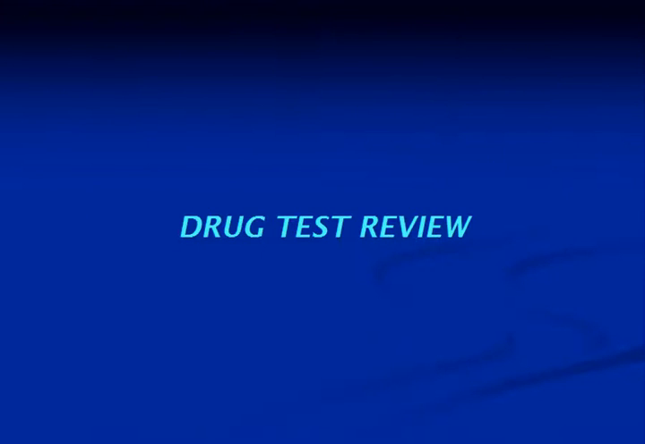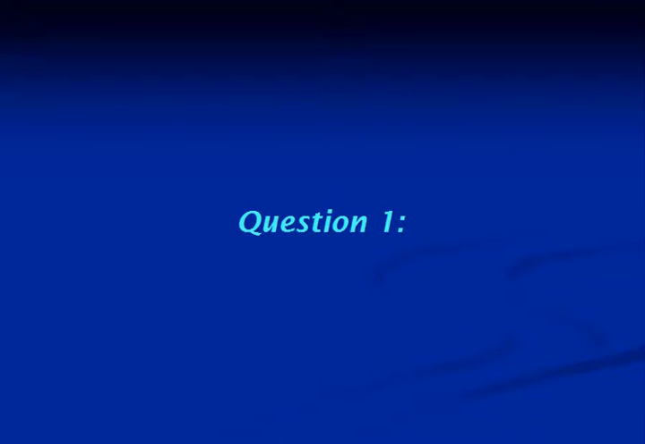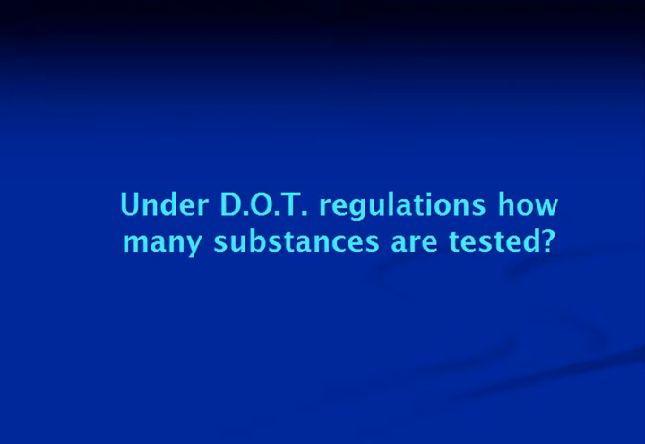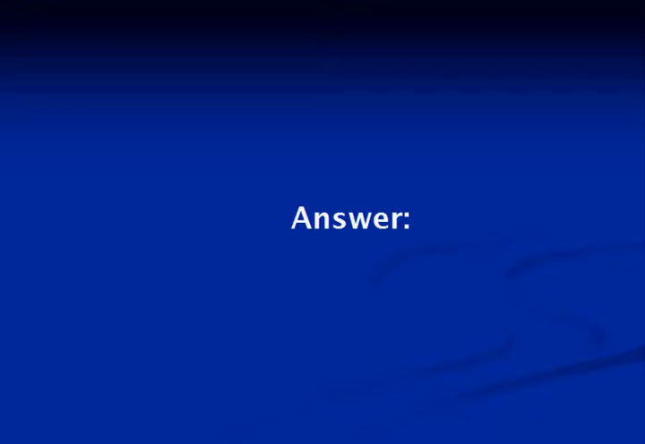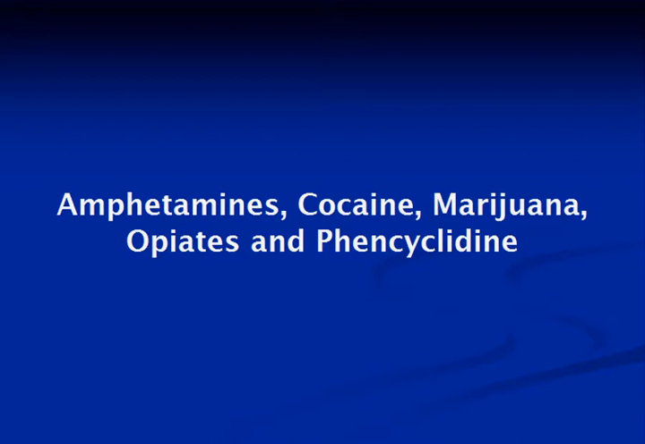Drug Test Review. Question 1. Under DOT regulations, how many substances are tested? Answer: 5. Question 2. What are these substances? Answer: amphetamines, cocaine, marijuana, opiates, and phencyclidine.